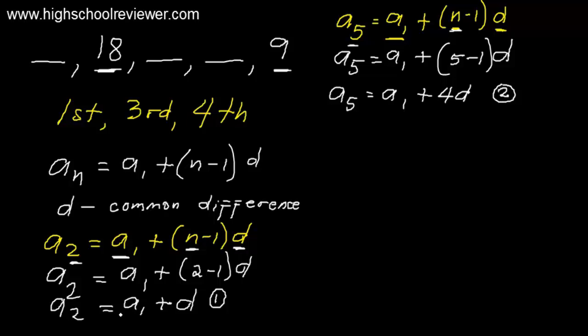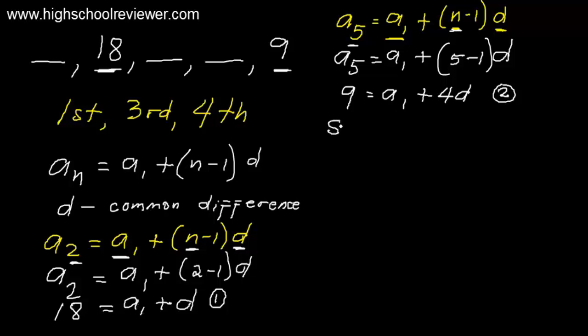Looking at equation 1 and equation 2, we can subtract a sub 1. But before this, our a sub 2 has a value. The value of a sub 2 is positive 18, and the value of a sub 5 is positive 9. So we can now solve for the value of d. Since a sub 1 is also in both equations, we can subtract the two equations.